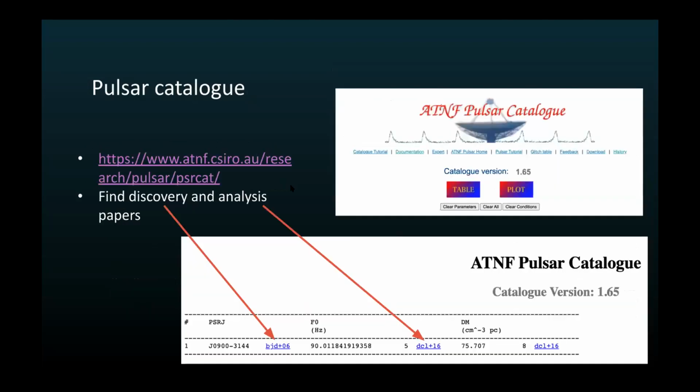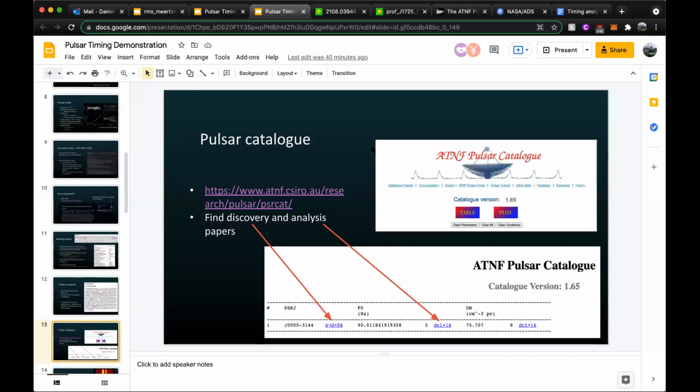Okay, and finally, using the Pulsar catalog. So this was the website for the Pulsar catalog. I might actually just quit out of the presentation and show you how this works. So I'll use this Pulsar 0900-3144. This is another one of the pulsars we're looking at, because it's funny, I couldn't use 0921 for this because it actually wasn't in the catalog, which is a bit weird, since it was discovered in 2012.